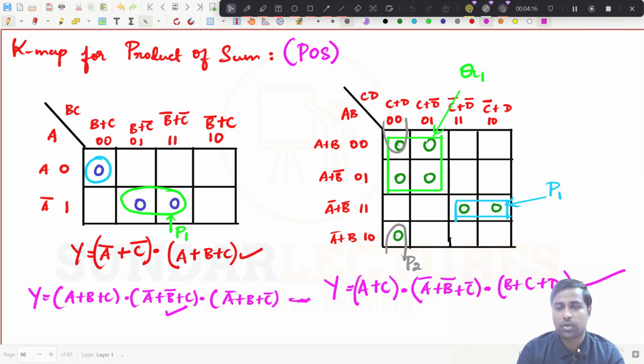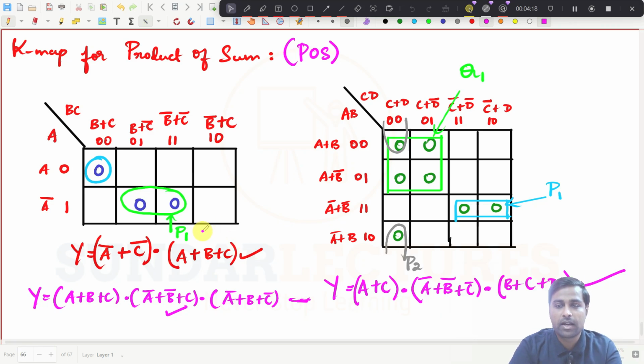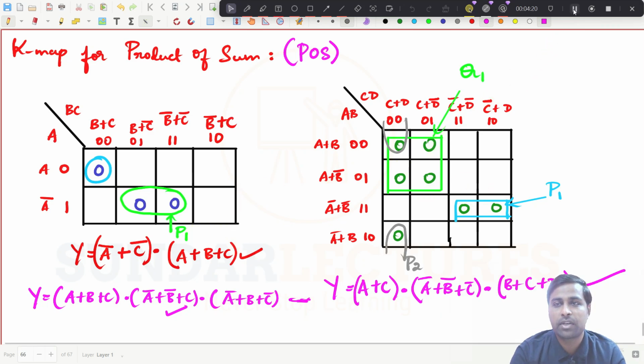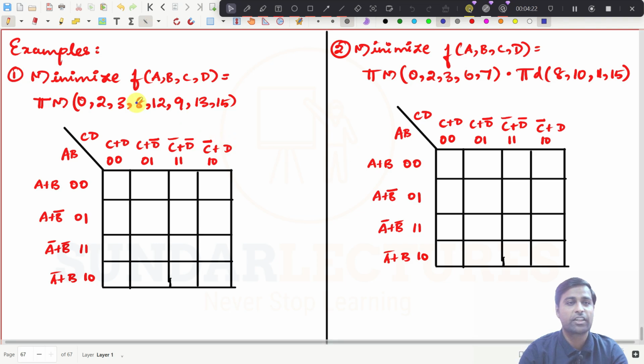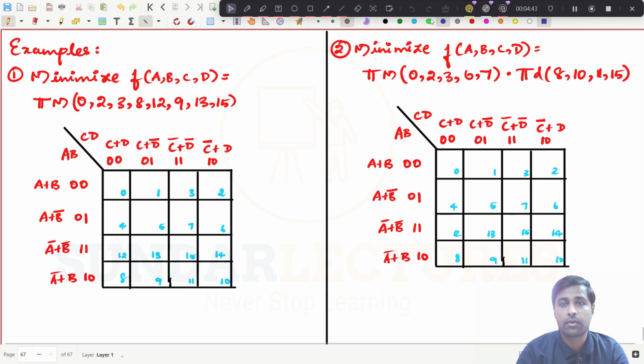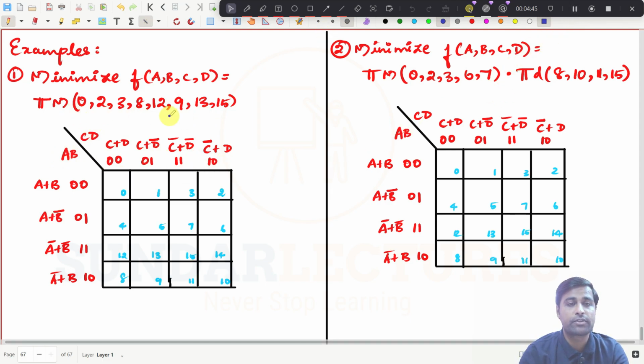So you can go for another two or three examples, right? Look into this one now. Minimize this function. If they have given you pi m, what is pi m? It is the POS function. Try to understand. It always represents the POS function. So you have to put zeros now for this one. I have just written a 4 variable K-map. I have written like this, right? Now you see this one. So I have to put zeros for this one.